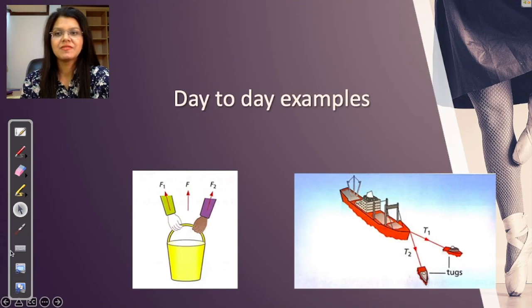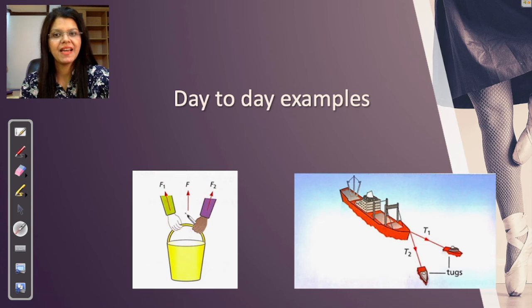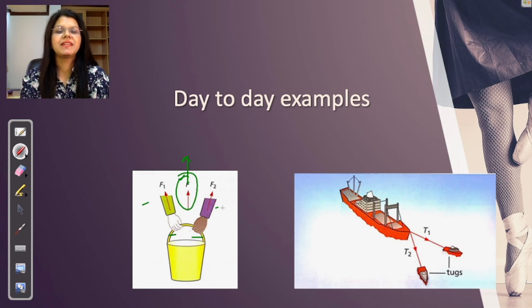Some examples of the scenario from our day-to-day lives where two or more forces act on an object and you see a resultant force. Say for example, two people picking up water, what is the resultant force? And somewhat this direction. Ultimately the bucket will move upward. Though the two forces are in separate directions, ultimately the motion of the bucket is upward. Why? Because the resultant force is upward.